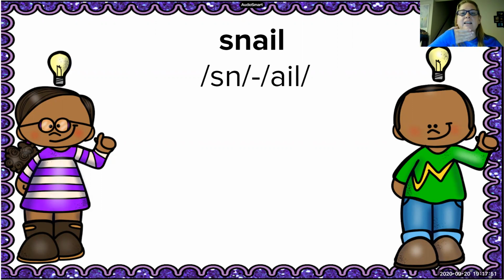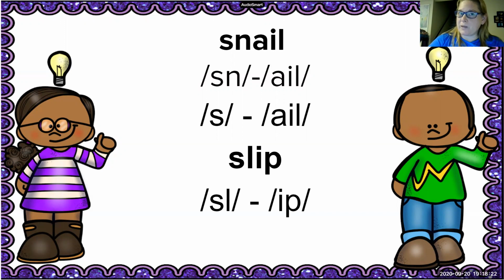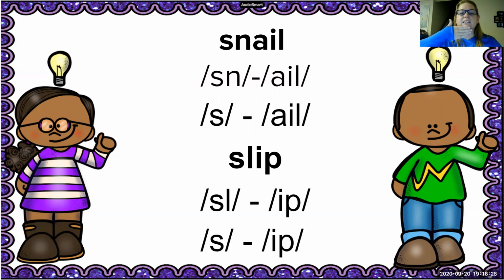Snail. Good. So we're going to keep the ale, but we're going to take away that n sound. So our new word is ale. Our new word is sail. The new word on the curve is sail. Good job. Our next word is slip. Slip. Good. All right, so we're going to keep the ip. We're going to get rid of that l sound. So our new word is sip. Our new word on the curve is sip. Good job.